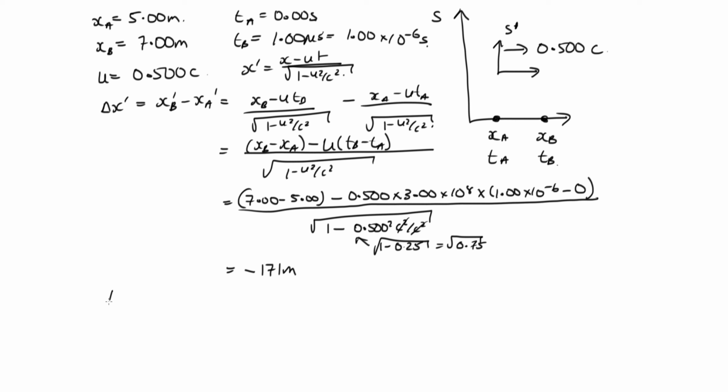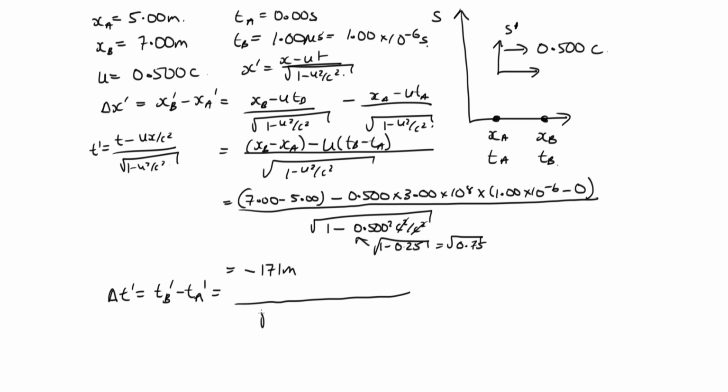Now in the next part we're asked what's the time interval between these two events. So this is going to be equal to tb prime minus ta prime, which, using a similar method to up here, with t prime equal to t minus ux on c squared over the square root of 1 minus u squared on c squared. We'll put the square root of 1 minus u squared on c squared, and then this is tb minus ta minus u times xb minus xa over c squared.